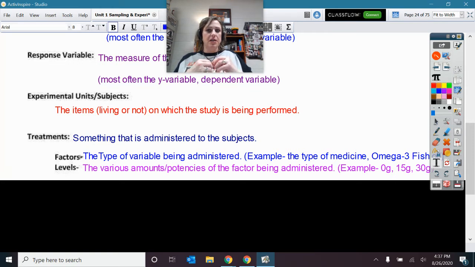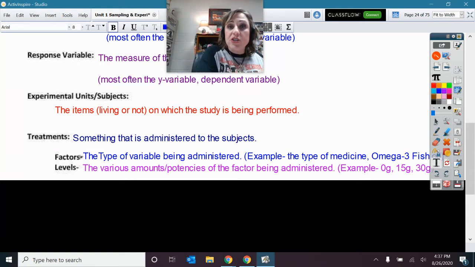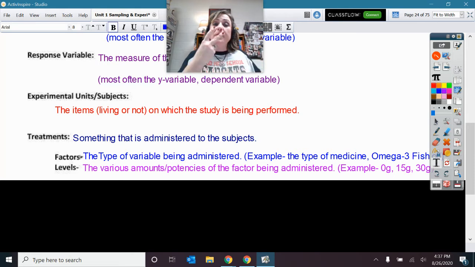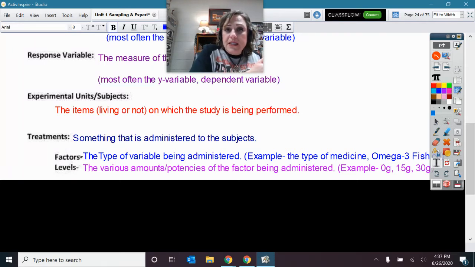So factors is how many kinds of things are you assigning to the subjects? If you assigned them a type of omega-3 fish oil, and then you also assigned them a particular exercise regimen, then that would be two factors. And so, say the medicine would have the three levels of 0, 15, 30. And then maybe you had the exercise regimens, two different kinds, 30 minutes of walking a day versus walking an hour a day. All right, so that's those things there.